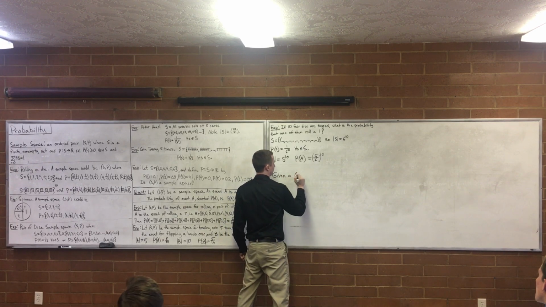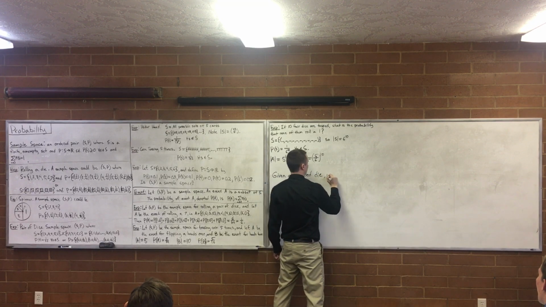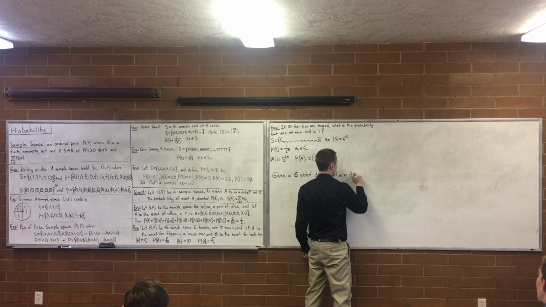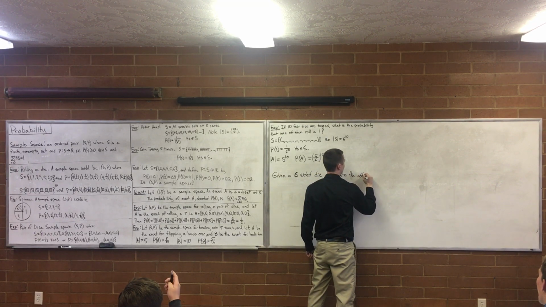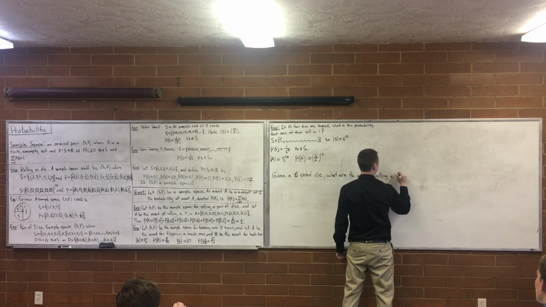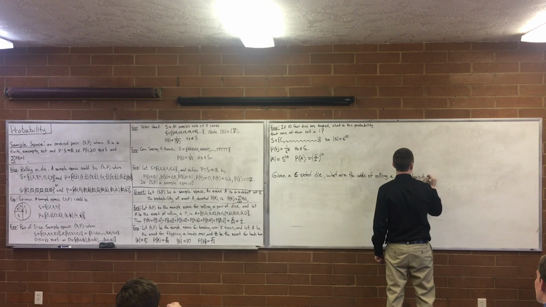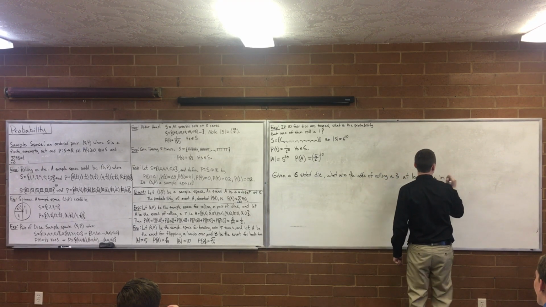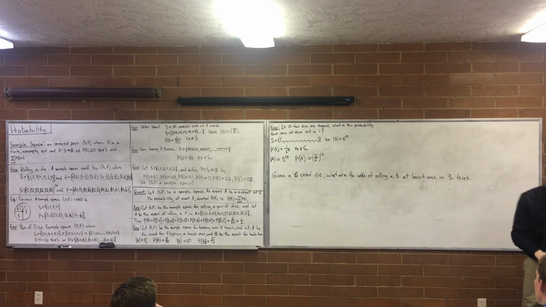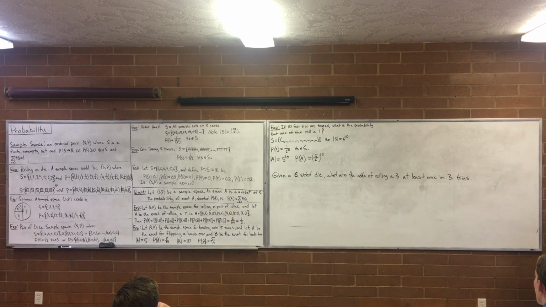So, given a 6-sided die, what are the odds of rolling a 3, some number, at least once in 3 tries? So I give you the die. You have 3 chances to try and roll a 3. What's the odds that you're able to do it?